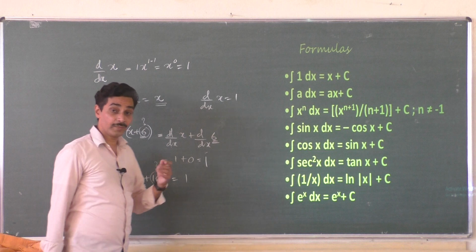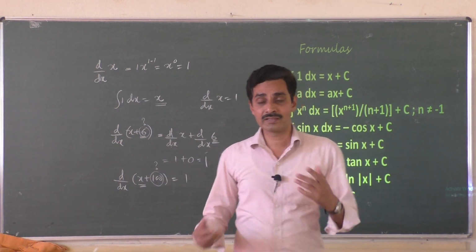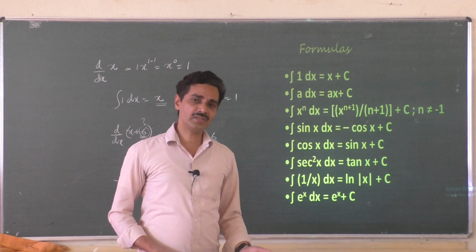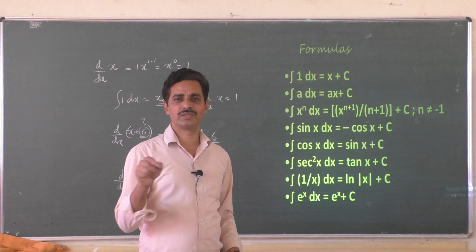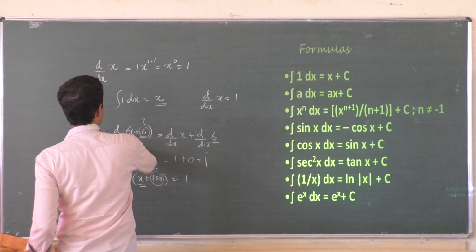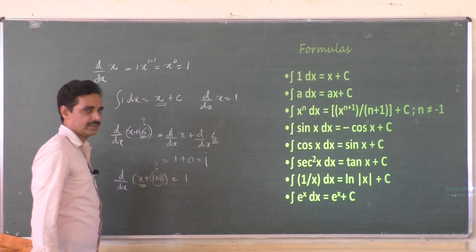So there may be something like x plus 100, x plus 200, x plus 5, x plus 6. So what is that constant? That we don't know, because differentiation of all the constants is 0. So what is the integration of 0 then? It may be any constant. So that's why we write integration of 1 dx is equal to x plus, there may be some constant.